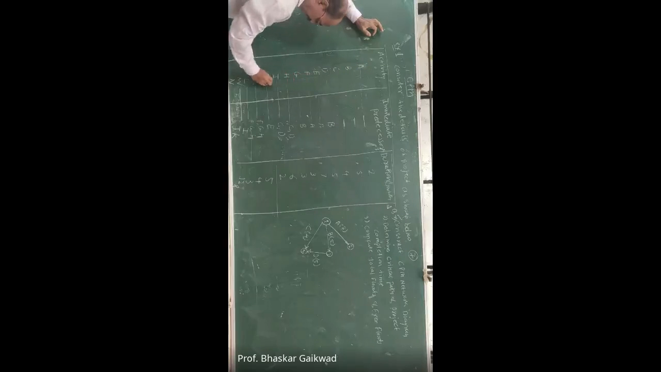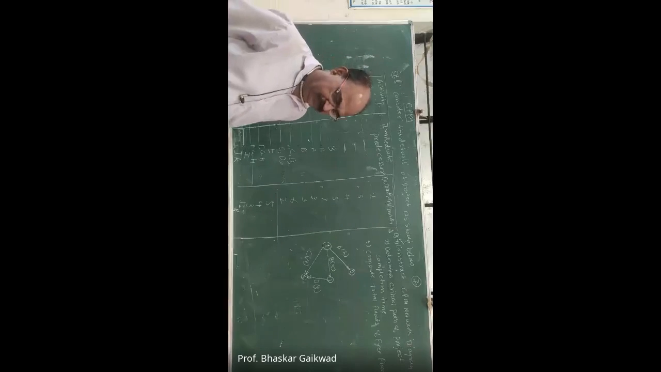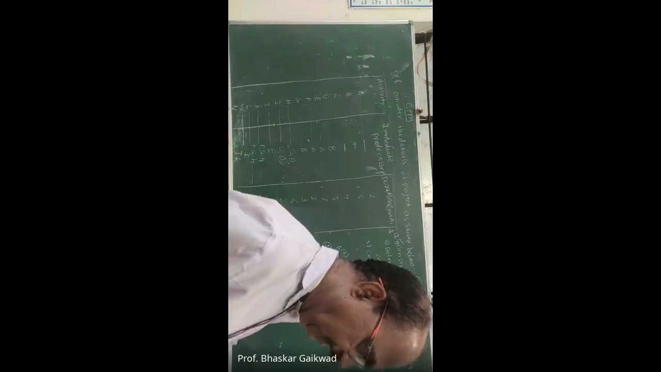This is A, B, C, D up to N. It is clear? Visible? Hello? Now yes, it is, sir.